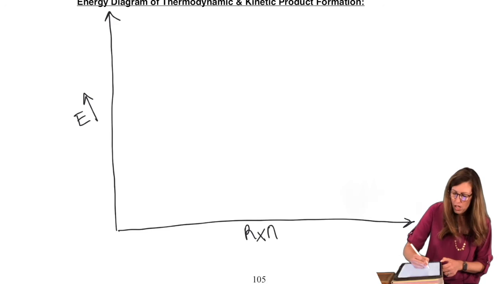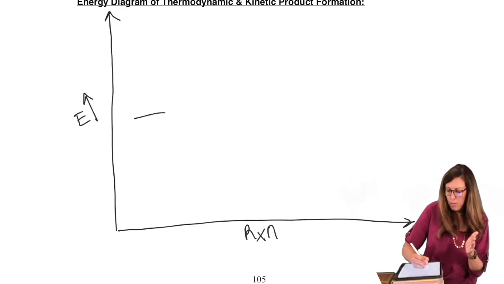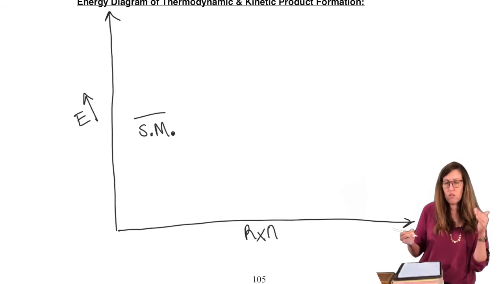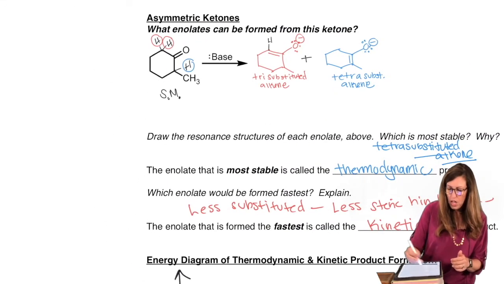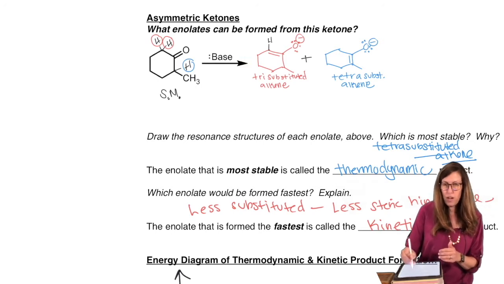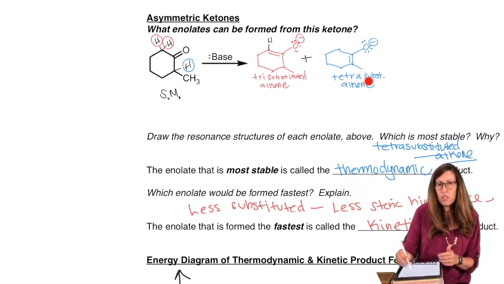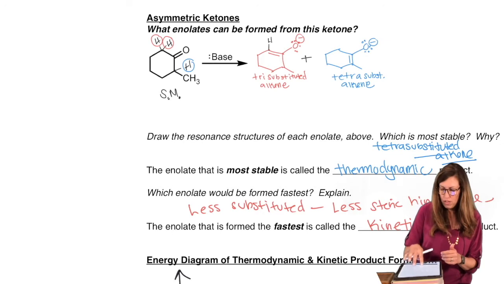So when we're doing a reaction profile, remember our starting material was the same thing in each case. So starting at the same point. So in other words, that was our starting material right here. We have two different products. So I'll have a red level and a blue level. The blue level is lower energy than the red level. So let's do that.